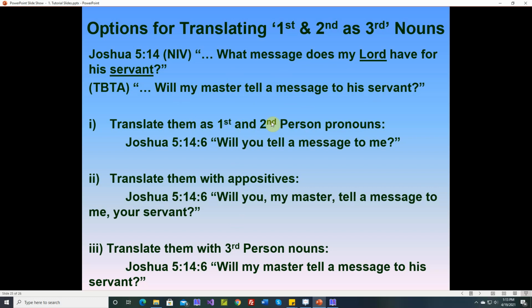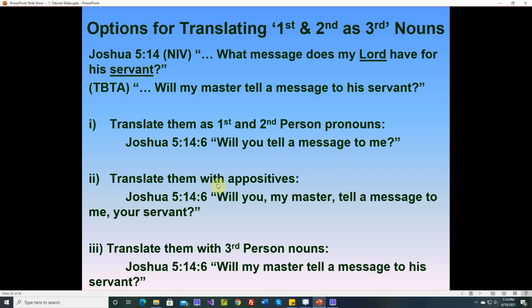Okay? Now there are three common ways of handling these pronouns. First, translate them as first and second person pronouns. This is the simple way. Will you tell a message to me? So that's very simple, but it loses the idea that Joshua is being very humble, that he's honoring this man. It loses the idea that Joshua is referring to himself as a servant and this other person as Lord. But that is one option. Just use simple first and second person pronouns.